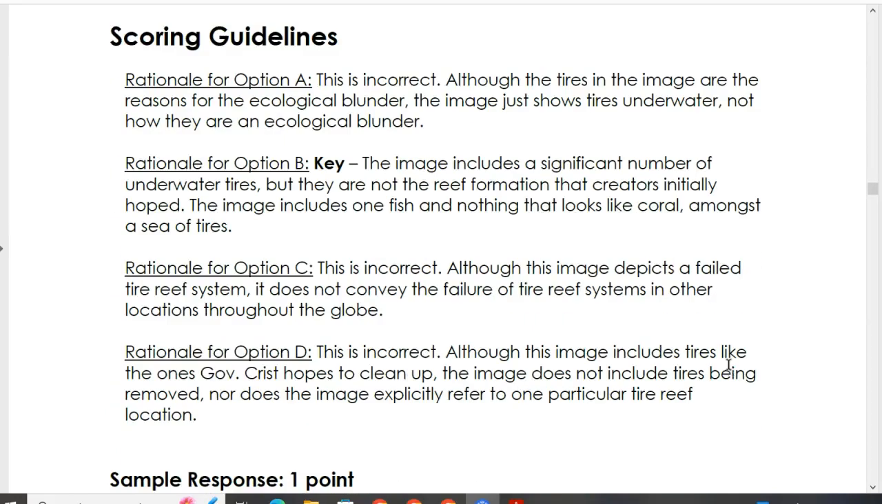The answer is B. The image includes a significant number of underwater tires, but they are not in the reef formation that creators initially hoped. The image includes one fish and nothing that looks like coral amongst a sea of tires. So again, pause this video to read your rationale for the ones that you missed.